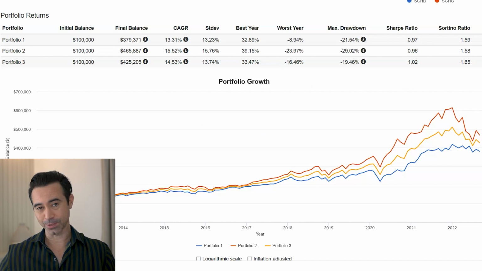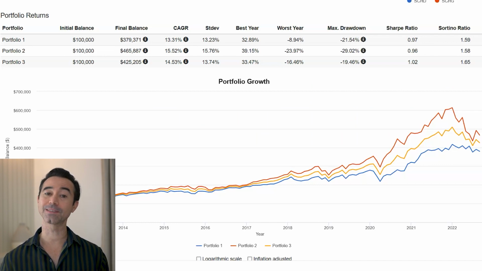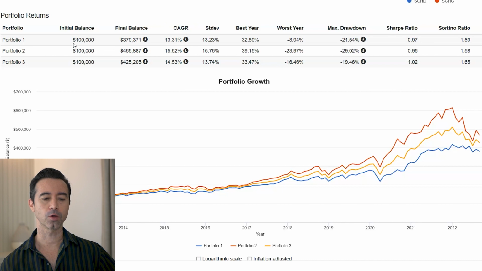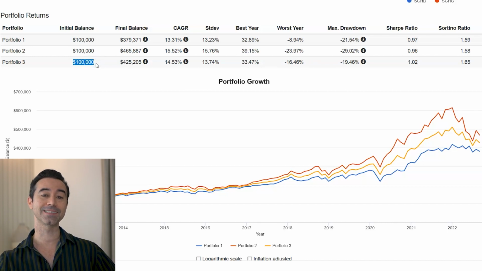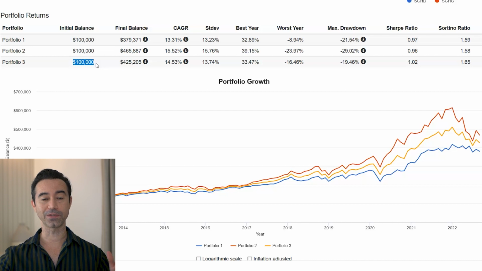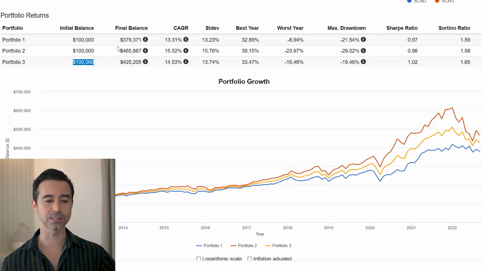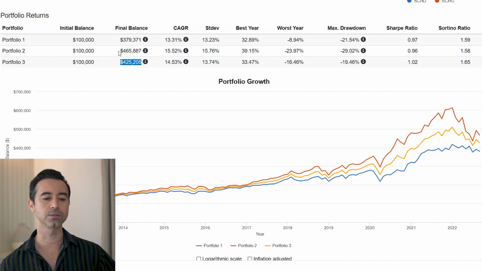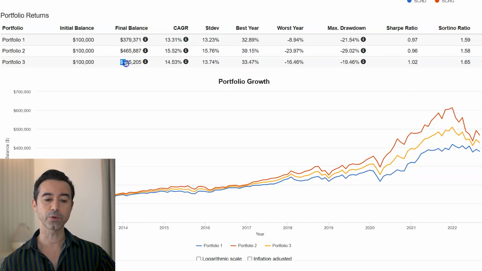All right, now let's do something interesting. What if we combine these two portfolios? How does the backtest look? Portfolio 1 is still SCHD, portfolio 2 is still SCHG, but portfolio 3 combines SCHD and SCHG with 50% in each. What's that look like? The final balance is $425,000, a little bit less than portfolio 2, SCHG, but more than SCHD. You have a slightly riskier portfolio, 13.74% versus 13.23%, but you have a lot more money than if you just went with SCHD.